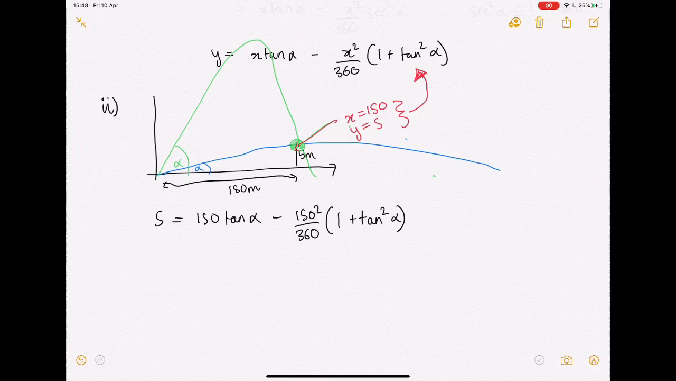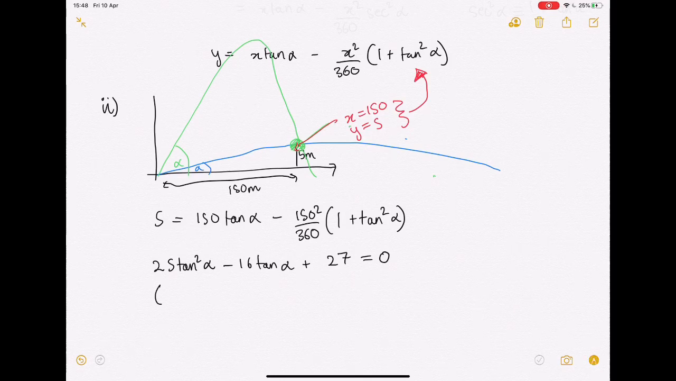Doing a little bit of simplifying on that by multiplying through by -2 and then dividing by 5, you end up with the quadratic equation 25 tan squared alpha minus 60 tan alpha plus 27 equals 0. I'll let you verify that for yourself. And again, with a little bit of work, we can see that that does factorize, and I'll let you do that verification for yourself.